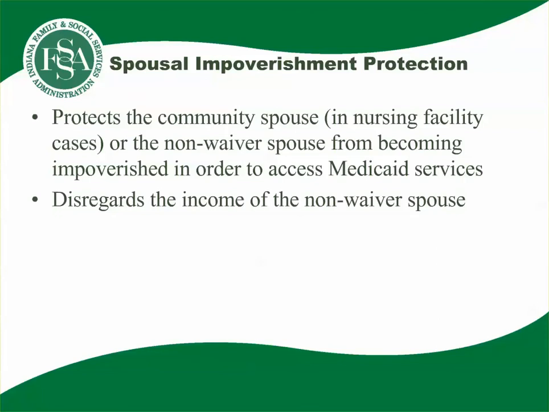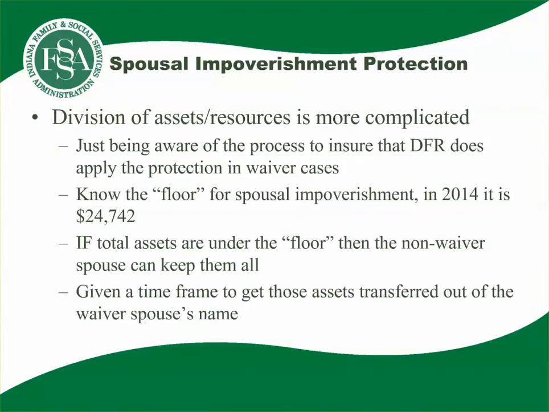One of the primary features of this is when you're looking at income, it allows you to completely disregard the income of the non-waiver spouse. So if the husband is still working and the wife has become disabled and is meeting nursing facility level of care and has therefore been designated for a spot on the Aged and Disabled waiver, the husband's income doesn't count into that calculation by Medicaid at all. It can be disregarded. Now, when it comes to looking at assets and resources, that is a bit more complicated.